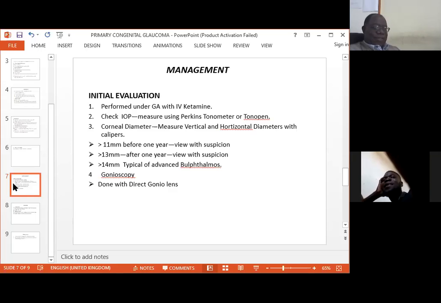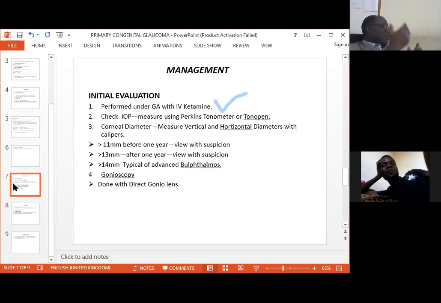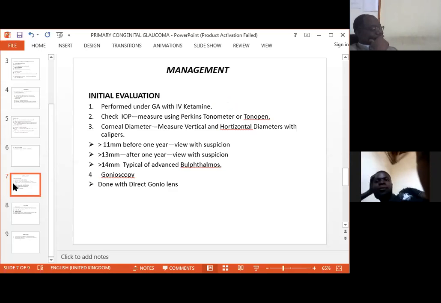You've seen initial evaluation performed under GA with IV ketamine. Slide number 7. They're checking it out, because the child will not allow you to be touching there. Even me, I can't allow you. But we do that even in the wards: for an adult, you can put local anesthetic drops, it's numb, then you can take the pressure. For a child, anything touching the eye, the child is not that cooperative. Will refuse, will cry. So you do a GA like that.